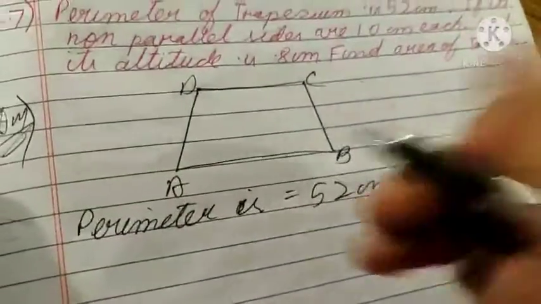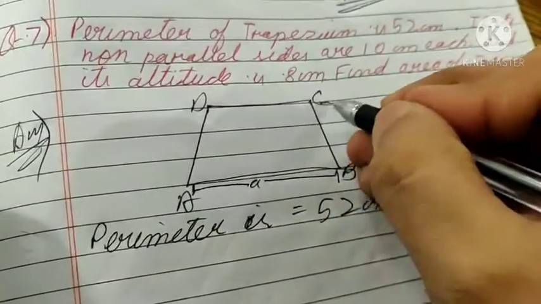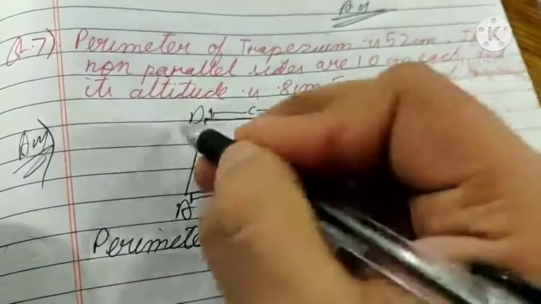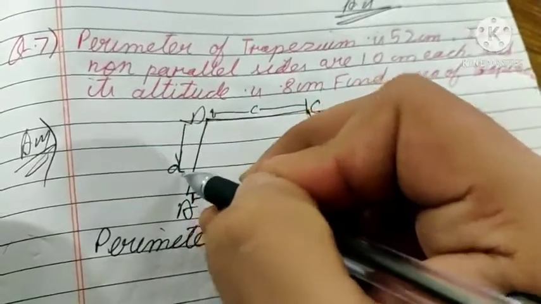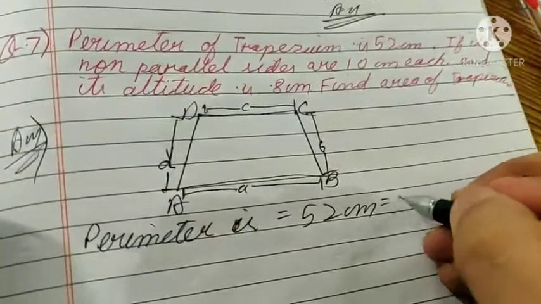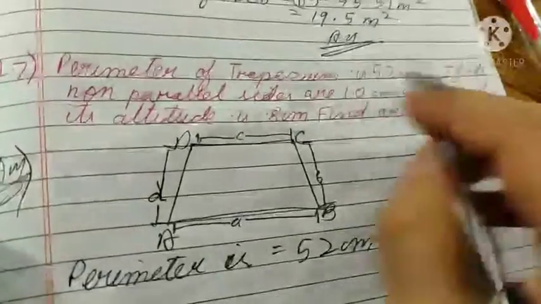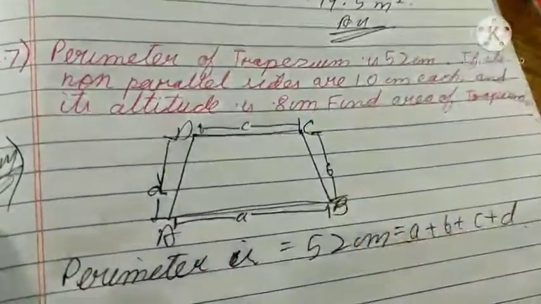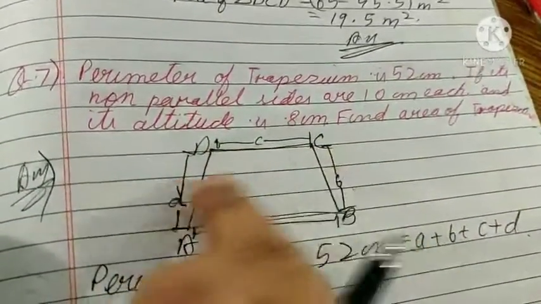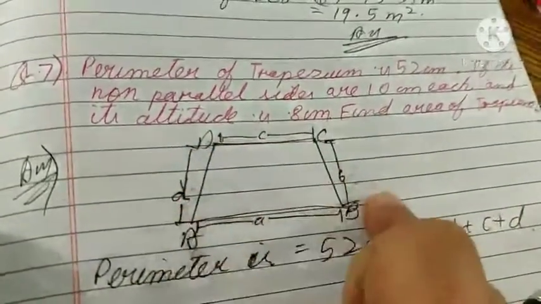Perimeter is the sum of all sides, right? So this is our side A, this is side B, this is side C, this is side D. So perimeter is equal to A plus B plus C plus D. It says the non-parallel sides, the sides that are not parallel. What are the two sides that are not parallel in this? This BC and AD are non-parallel. This DC and AB are parallel sides.